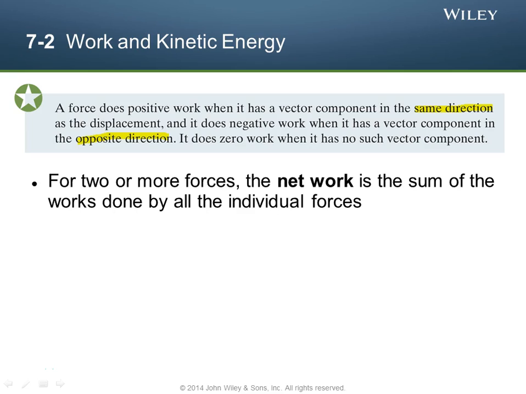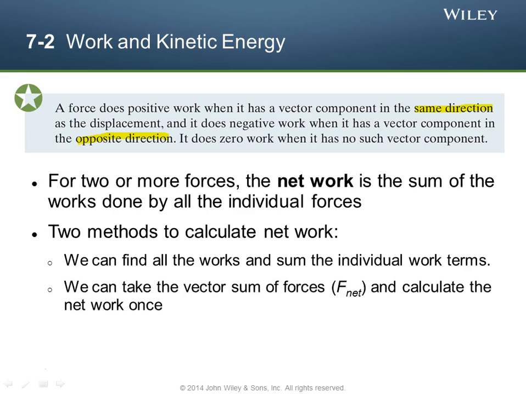For two or more forces, the net work is the sum of the works done by all the individual forces. So we can either find the work by each individual force and add those together, or we can choose a different method: calculate the net force, add all the forces together into one vector sum, and then multiply that by its displacement.